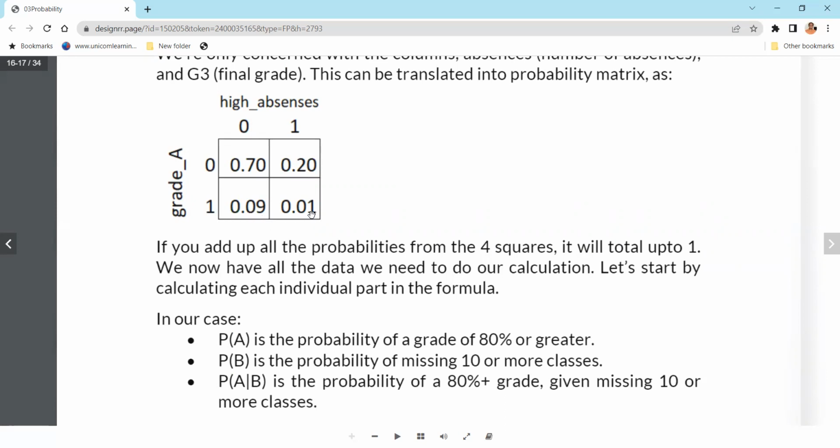0.09 plus 0.01, which is 0.01. 0.1. The probability of getting grade A is 0.1. But the question is not about the probability of getting grade A, which is a straightforward, normal probability. Bayesian says, given that you are part of high absentees, that means you are part of 0.21. And then what is the probability of getting grade A? 0.01. So 0.01 by 0.21, which is 1 by 21.